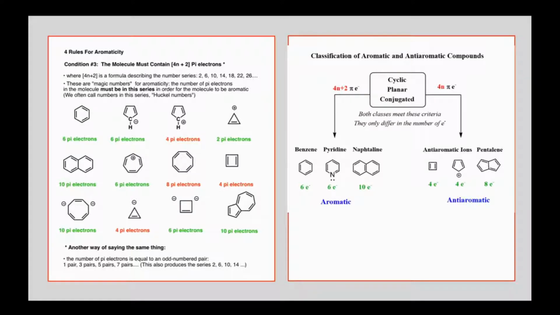So again, to differentiate between anti-aromatic and aromatic, there's only one difference. Aromatic and anti-aromatic both have three things in common: they are cyclic, planar, and conjugated. The only difference is that aromatic compounds obey Huckel's rule and anti-aromatic compounds do not obey Huckel's rule. Huckel's rule is 4n plus 2 pi electrons, and anti-aromatic compounds contain only 4n pi electrons, hence they are not aromatic. That's why they are called anti-aromatic.